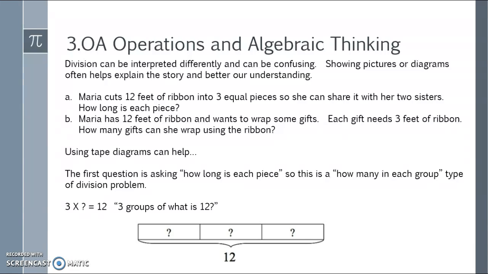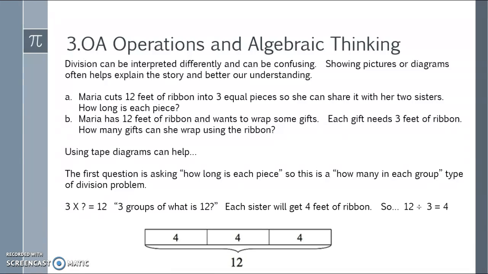So we have our tape diagram. All together we have 12, and we need 3 of how many to get to 12? So I can see that there are 4 in each one. So 4 plus 4 plus 4 gives me 12. So each sister will get 4 feet of ribbon. Therefore, 12 divided by 3 is 4. So 12 put into 3 groups is 4.